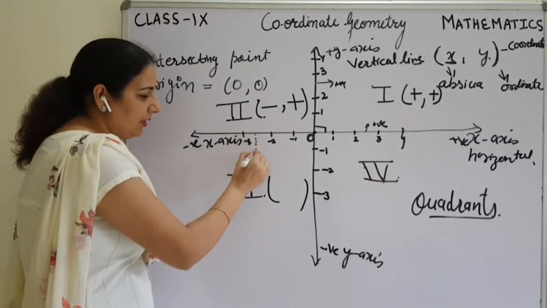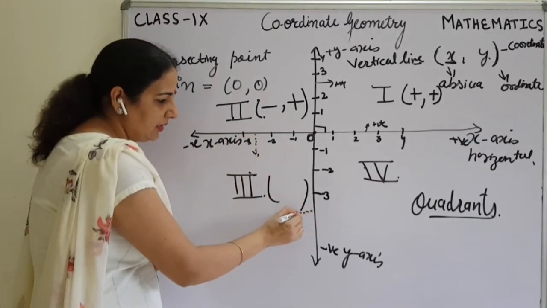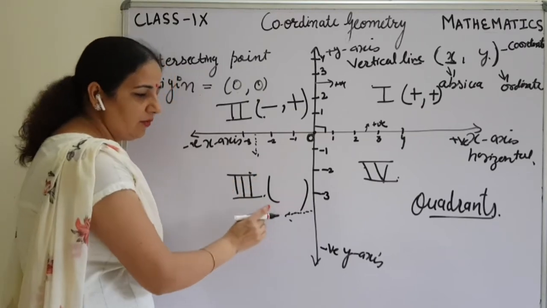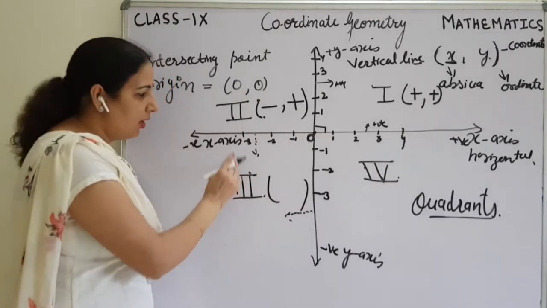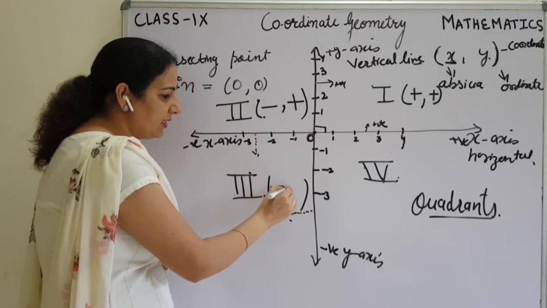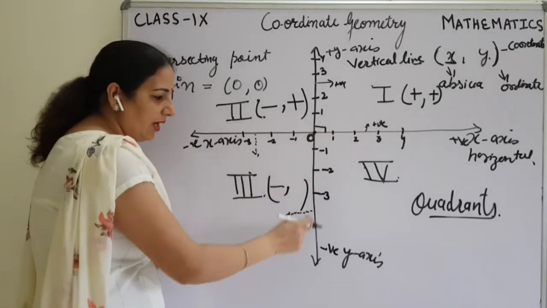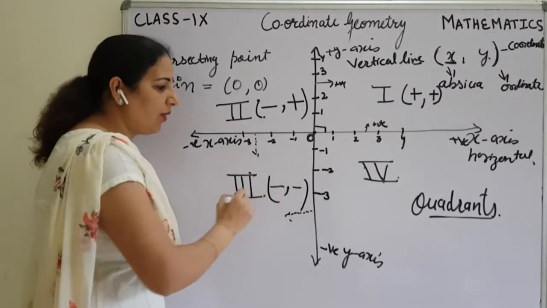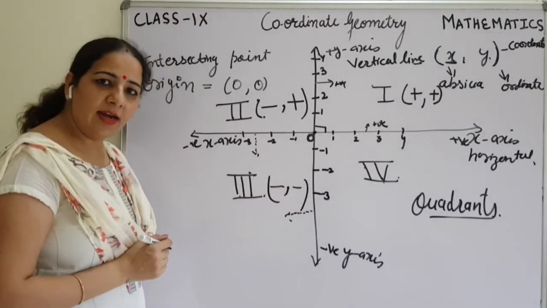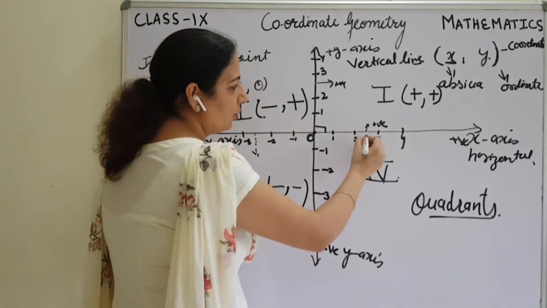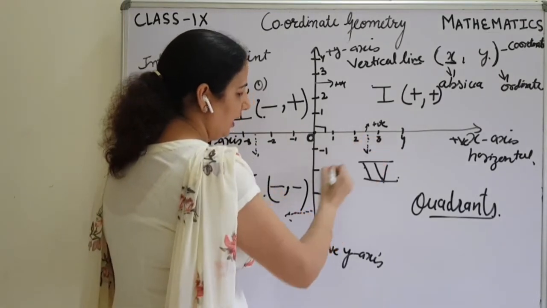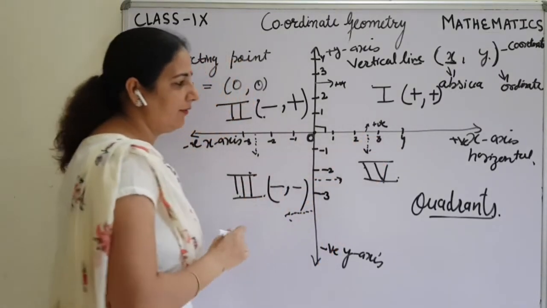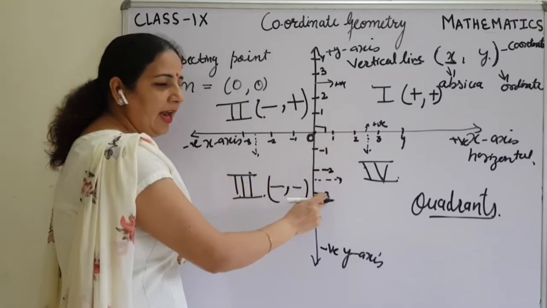See, this and this. These two lines make the third quadrant. So in this, the x-axis is negative. What about the y-axis? The y-axis is also negative. So in the third quadrant, the points are negative and negative. What about the fourth quadrant? First, just tell me how the fourth quadrant will form by using this line and this line.